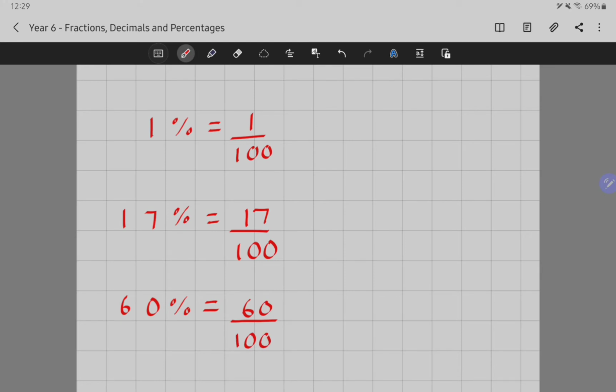Nice and straightforward. You might also recognise that I could make this smaller. I can find an equivalent fraction. So 60 and 100, I can divide both of those numbers by 10, for example. If I divide by 10, I would end up with 6/10. And again, I can still make that even smaller. I can divide both these numbers by 2. So this becomes 3/5. So that's helpful to know.